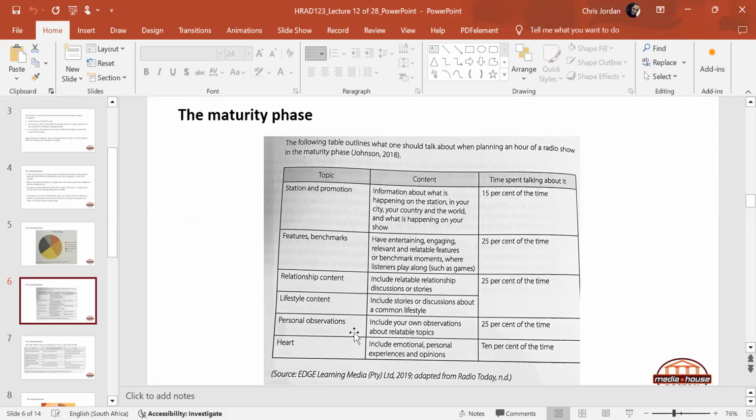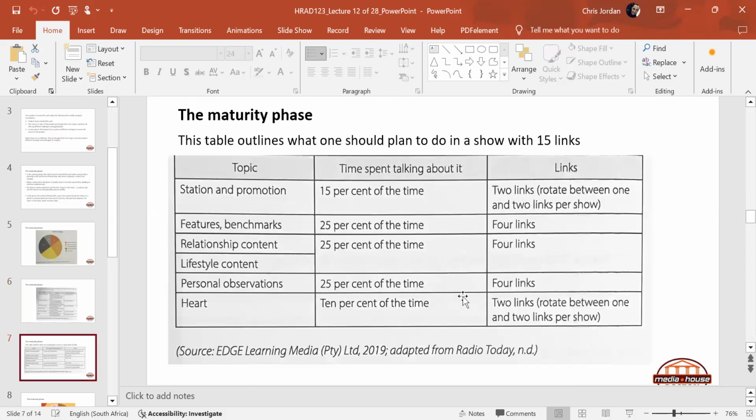And personal observations, also 25% of the time, include your own observations, part and parcel alongside all the content that you do create. As we have come across before, you see it says most four links, two links, two links. But it's a combination, and I'm going to go back in just a moment. I'm not finished with that slide, but it's a combination. You want to include personal observation as part of that relationship content, those benchmark features, and the lifestyle, for example.